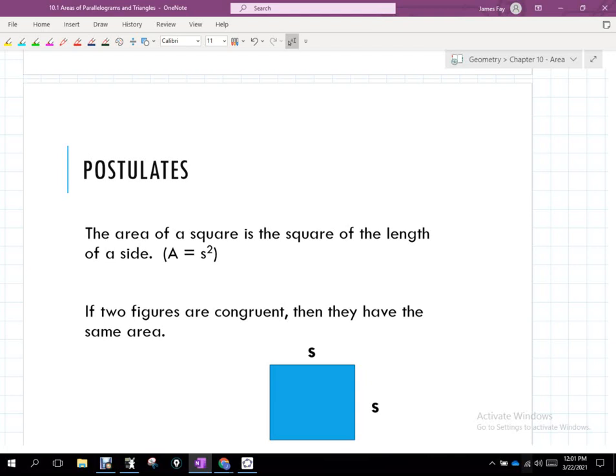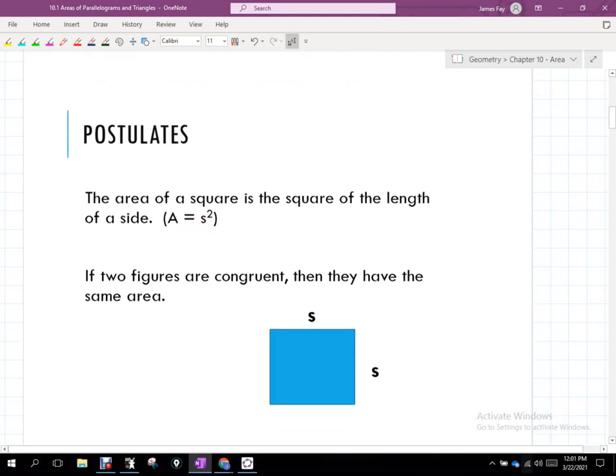Okay, so we can't prove this, but we have a postulate that says the area of a square is the length of a side squared. So a lot of times we'll say A, capital A for area is equal to S squared or S times S, however you want to view it. But that's a postulate, can't prove it.